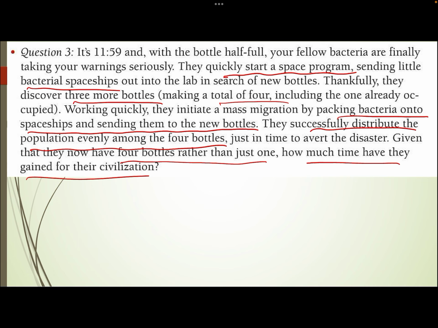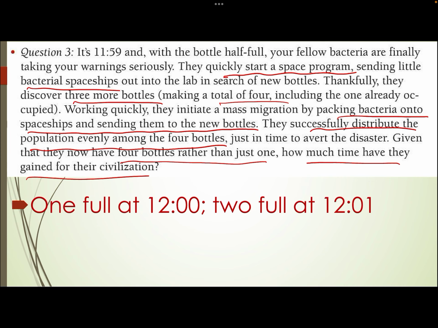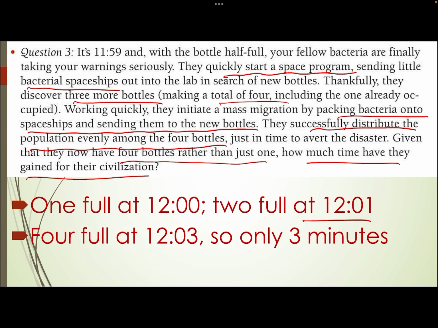Think about that. What do you think? How much time have they actually gained? Well, at 12 o'clock it's full. 12:01, 2 are full. So 12:03, all 4 of them are full. So 3 minutes. You gained yourself 3 minutes.